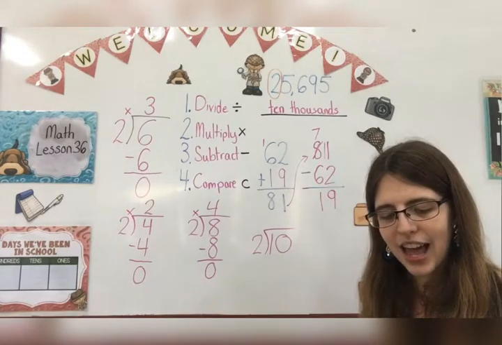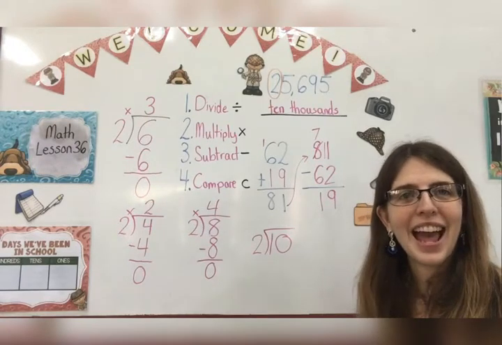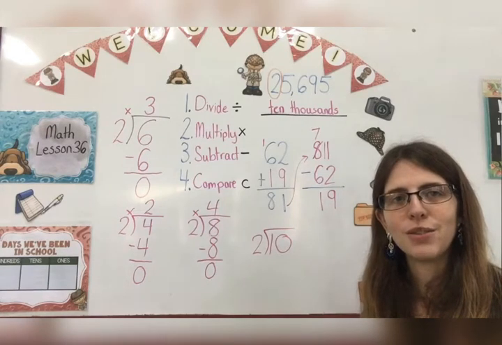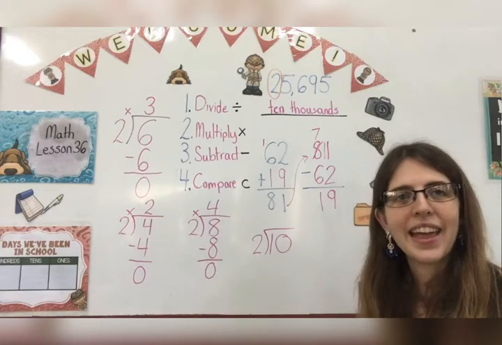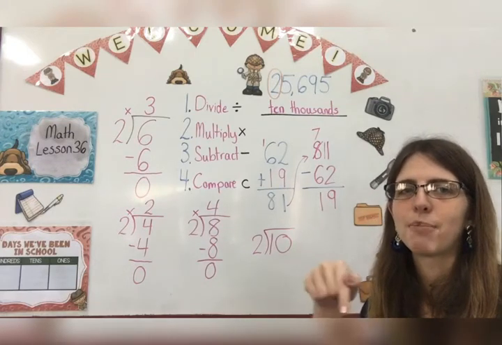Number 7 says, find the perimeter and area. So for letter A, you're finding the perimeter. Remember, to find the perimeter, you just add each side. Letter B, you're finding the area. Remember, to find the area, all you have to do is count the number of blocks in your shape.